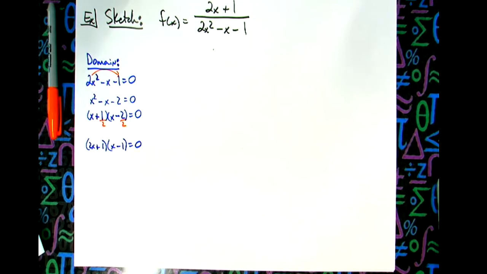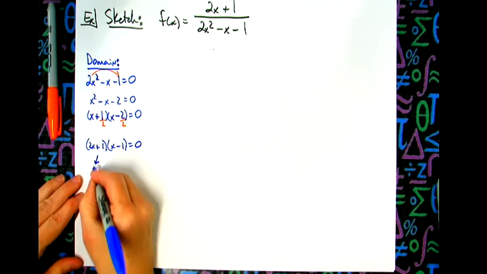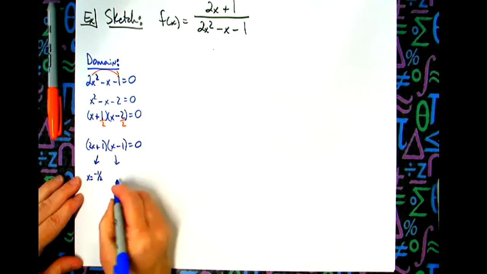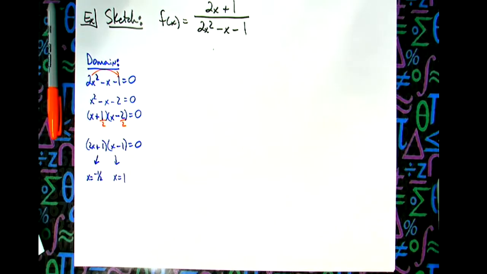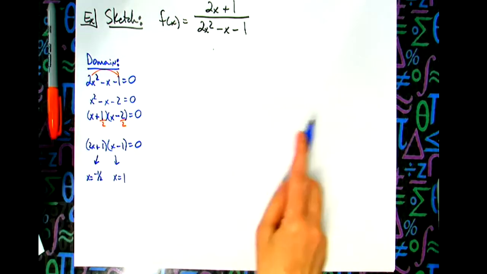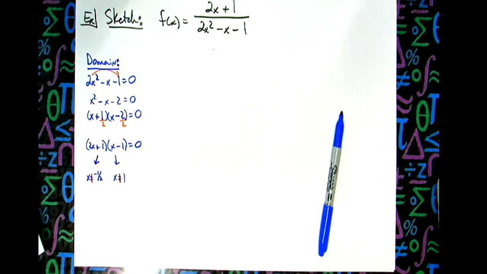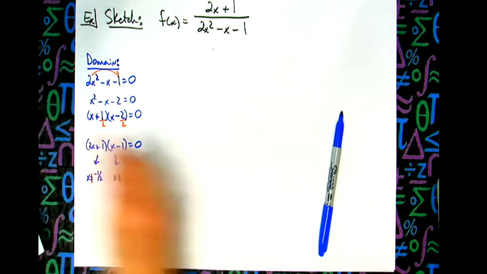All right, once you get there, I set both of them equal to 0. So from here, I get x equals negative 1/2. Here I get x equals 1. Okay, so those are exclusions from my domain. That means those are the only 2 numbers not in the domain.